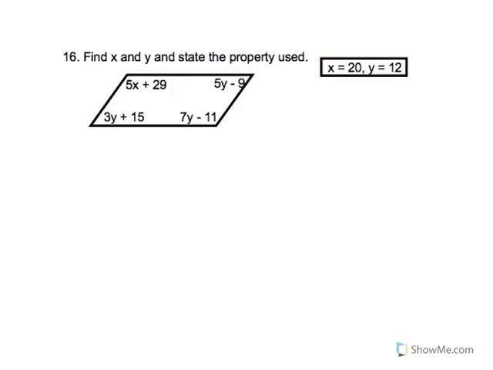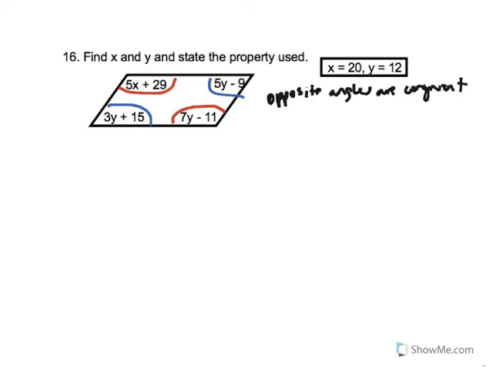And let's do one more. So now here it says find x and y and state the property used. Well, the property used, let's see, they're talking about angles here. So the only property I have for parallelograms is that opposite angles are congruent. So this one will equal this one, and this one will equal this one. So let's write our property. Opposite angles are congruent. And let's set up our equation.